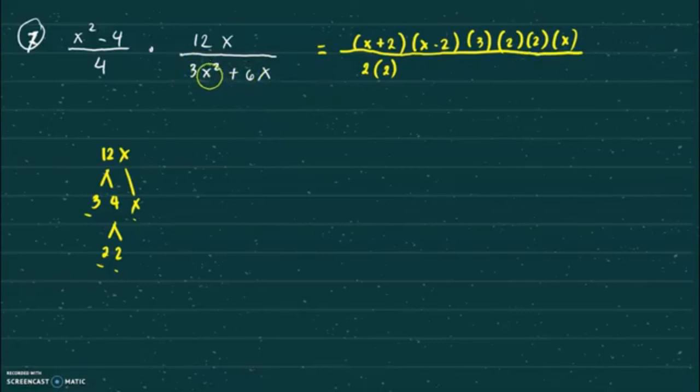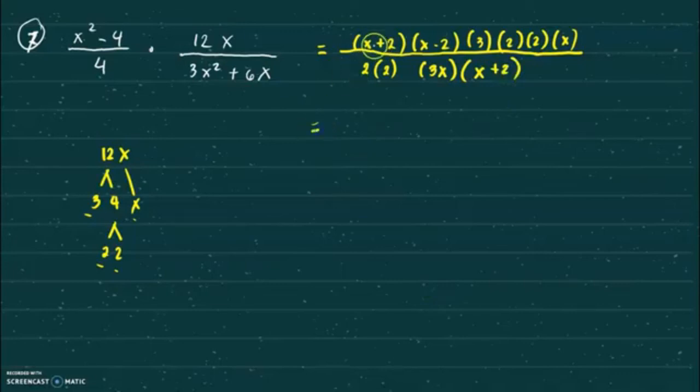Now, let's go to 3x squared plus 6x. Now, looking at this expression, we know that we can factor it by common monomial factor. And the common monomial factor of 3x squared and 6x is 3x, right? So, we will write 3x here. And then the other factor, okay, 3x squared divided by 3x, that is x, okay? And 6x divided by 3x, that is 2. So plus 2, right?